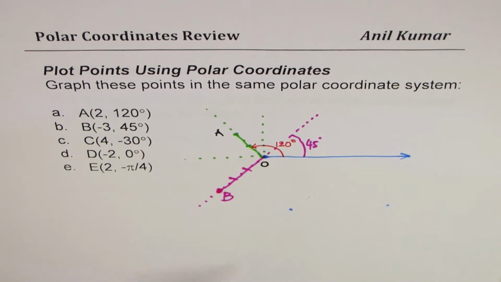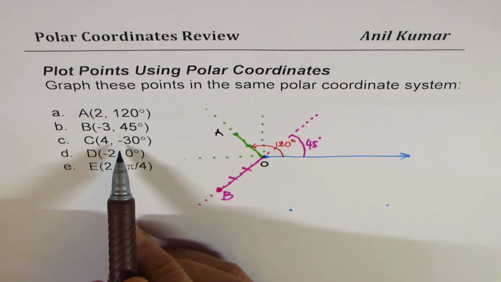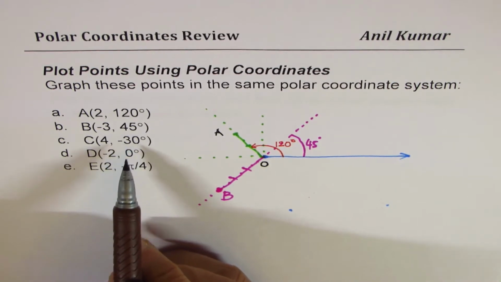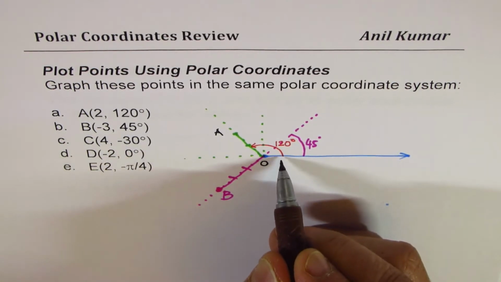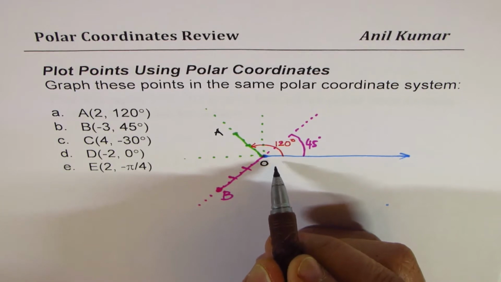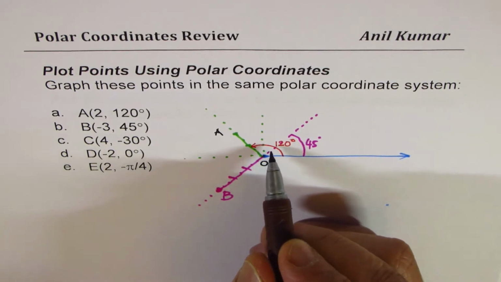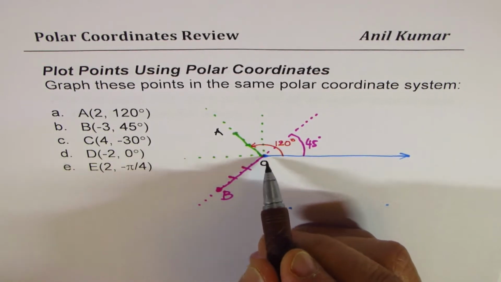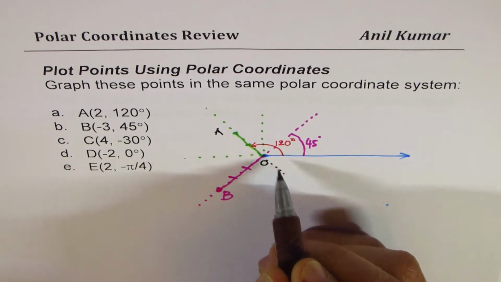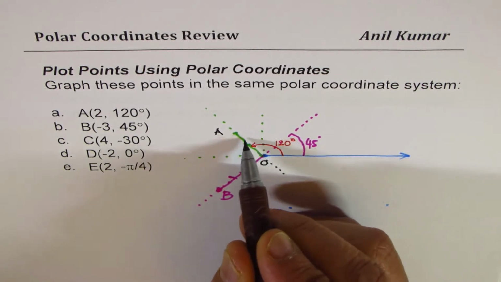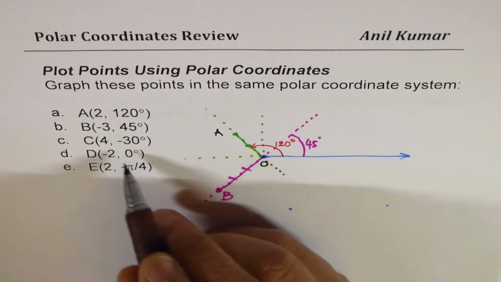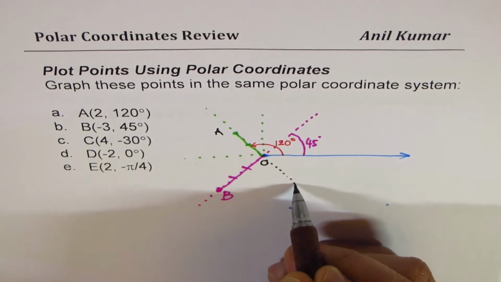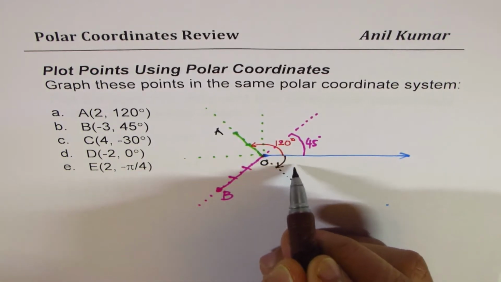Now let's look into another point, which is point C for us. This time we have the polar angle as minus 30 degrees. So we'll make 30 degrees on this side. If I go with my 120, 90 plus 30, correct? So 30 degrees is this side. This is my minus 30 degrees.